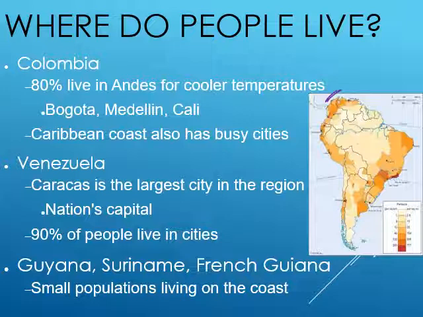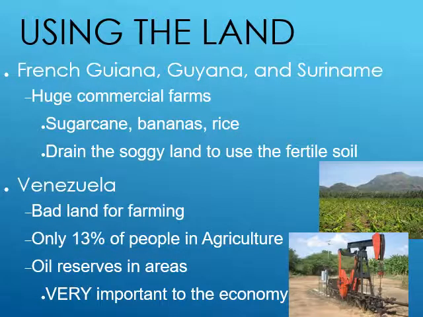And then if we want to look from there to Guyana, Suriname, and French Guiana, they're really pretty small populations, all of them, and they live in cities near the coast. So in the lowland areas that are close to the Caribbean Sea. So let's talk about the economies next and the land use itself.